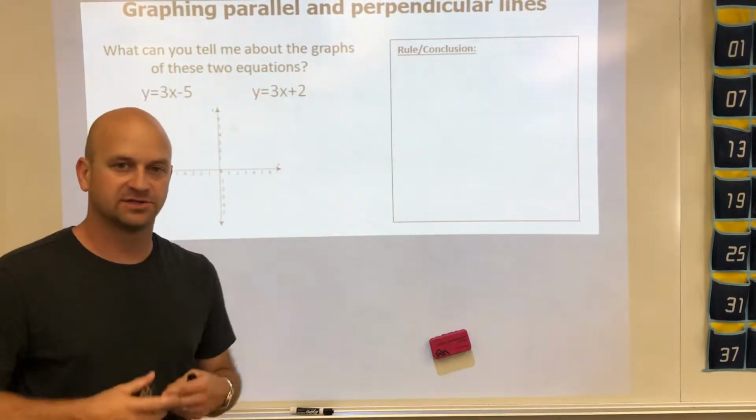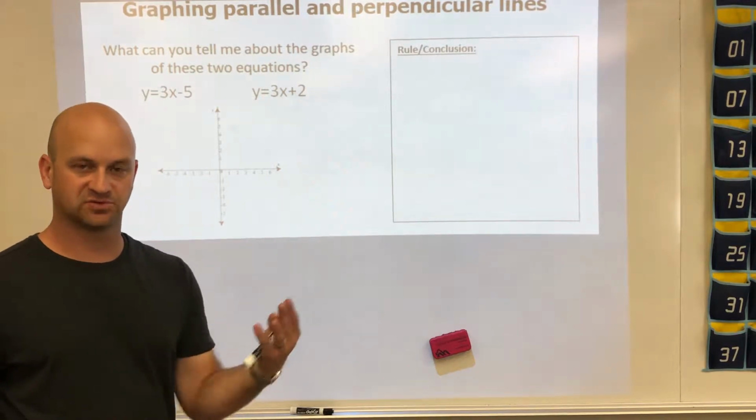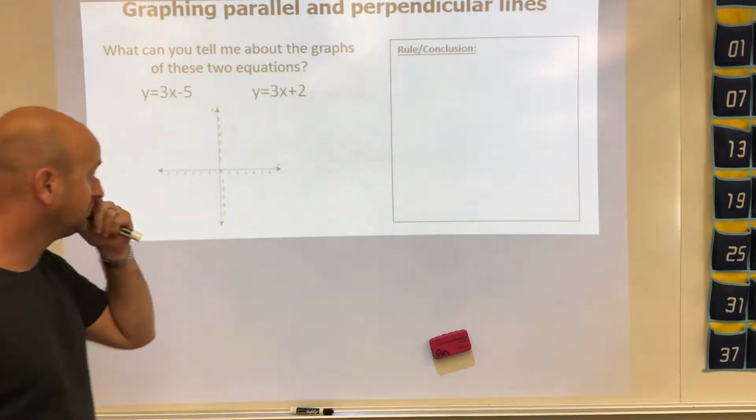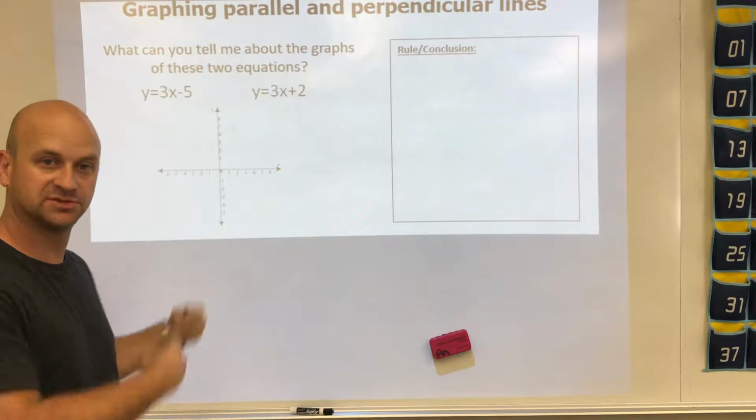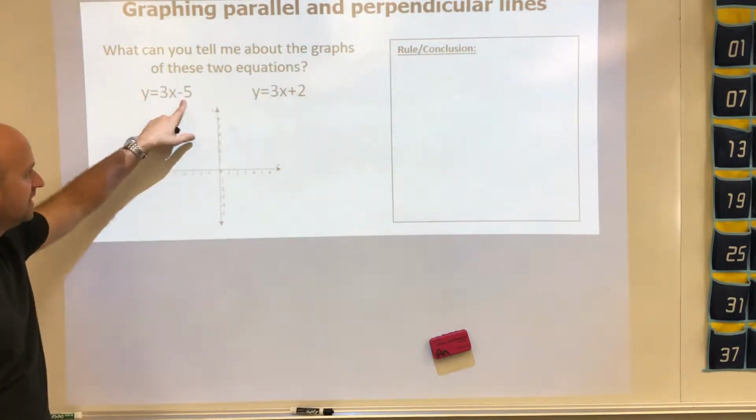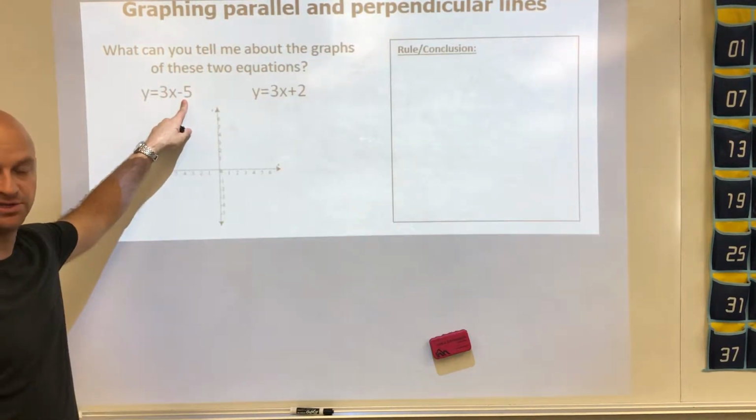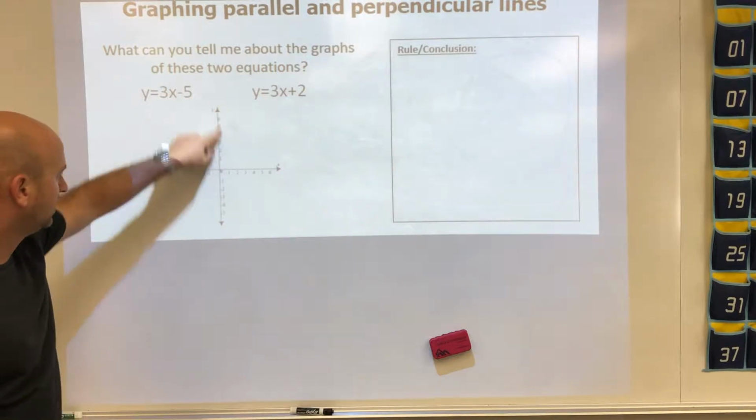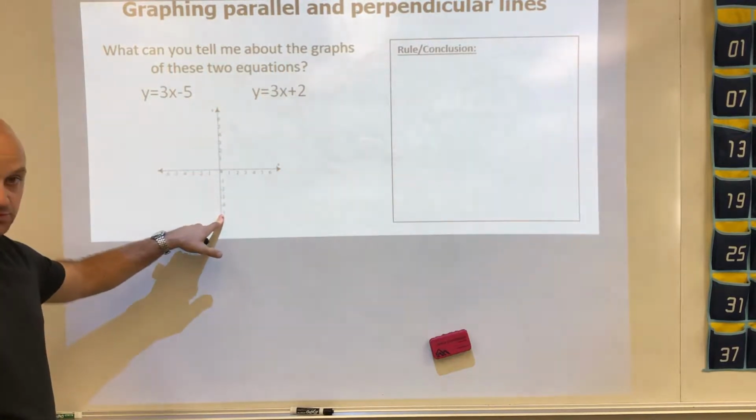All right, this lesson we're going to talk about parallel and perpendicular lines from graphs. So the first thing we need to be able to do is actually graph a line, which we did in the last lesson. And we talked about how to graph this line. We first begin with the b. We start with the -5. So on this graph, we would start with -5, which would be here.